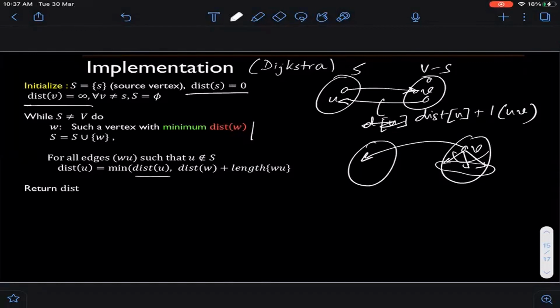So we will update the label if and only if we see that it's actually decreasing compared to the current label that it has. Okay, so that is exactly what this operation is reflecting. I'm looking at this newly added vertex, which is W, and I'm looking at every edge WU that is going across the cut, and I am updating the label accordingly.